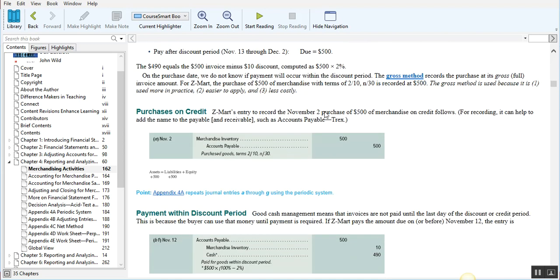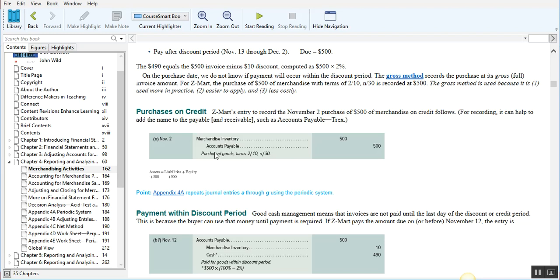Now, when we purchase these items on credit, we're going to show that as a credit to accounts payable rather than cash. And typically that's how we're going to do this, because we'll have an invoice, and if we have an invoice, it means that we haven't paid it yet. So we're going to record that in accounts payable, and we're going to keep track of these terms to see if we can take advantage of the discount.